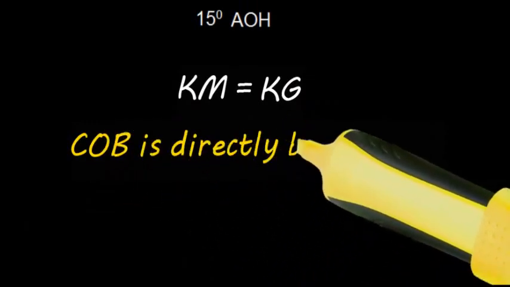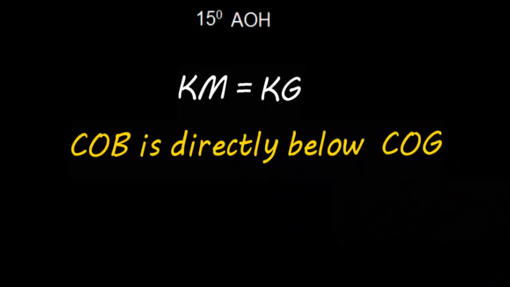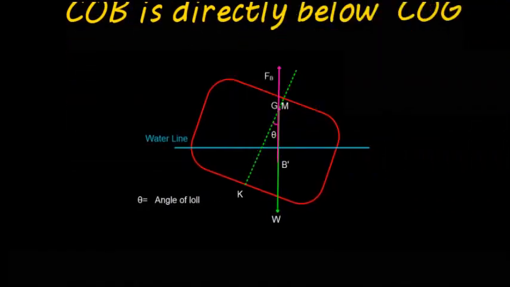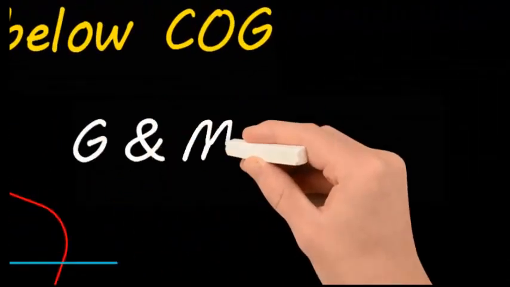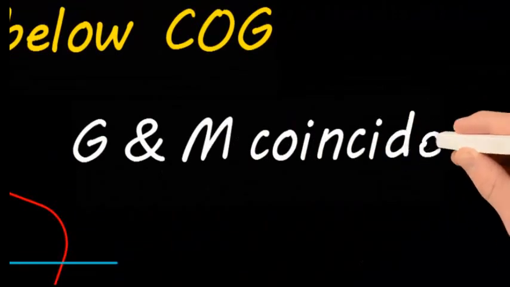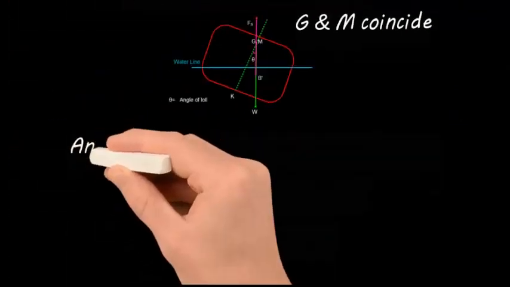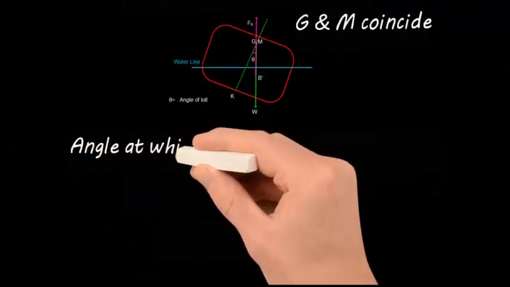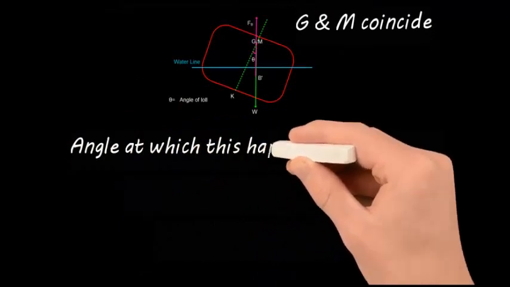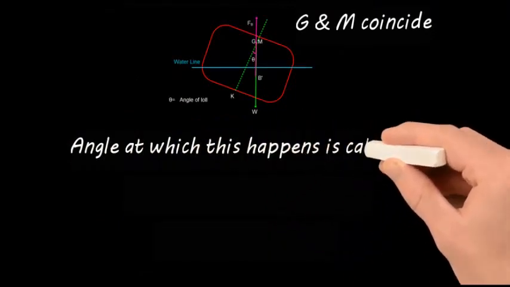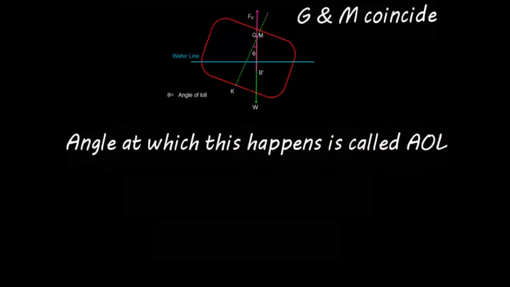The COB comes directly below the center of gravity. You can see in this diagram which we just did it. So the G and M coincide. The angle at which this happens is called angle of loll.